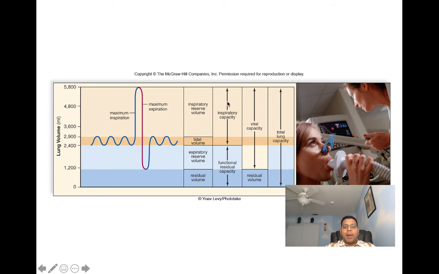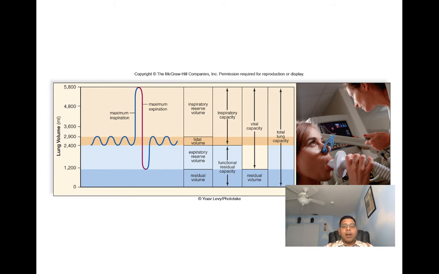So then here we've got our capacities. Inspiratory capacity is tidal volume and inspiratory reserve volume. Functional residual capacity is going to be ERV plus RV. And then vital capacity is IRV, inspiratory reserve volume, tidal volume, and expiratory reserve volume. And then total lung capacity is the total lung capacity.